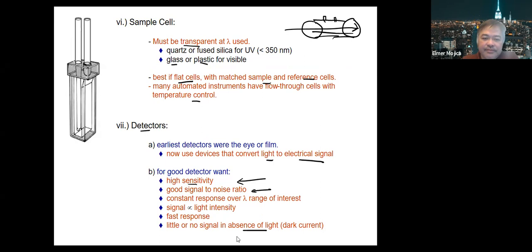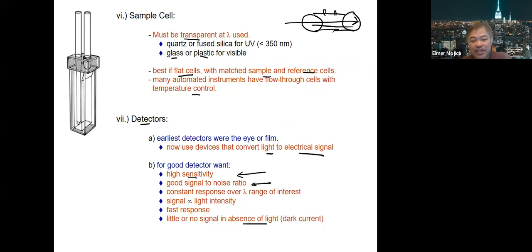So usually the dark current has something to do with thermal generators or thermal electrons that are generated. As much as possible, you don't want your detector to be affected. Little or no signals in the absence of light. So if there's no light, you want it to be what? No signal. Because dark current doesn't depend on the light. It depends usually on the thermal electrons.